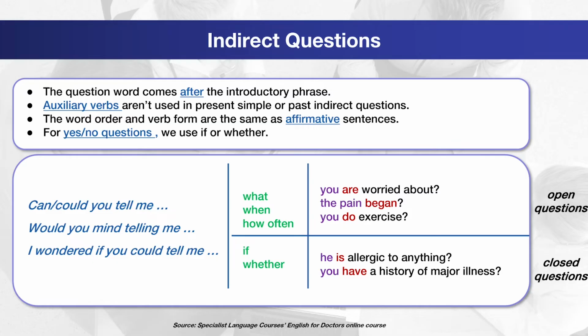Auxiliary verbs aren't used in present simple or past indirect questions. The word order and verb form are the same as affirmative sentences, as we can see highlighted in purple and red. The subject comes before the verb, and for yes/no questions, we use if or whether, as we can see in the example. I wondered if you could tell me if he is allergic to anything.